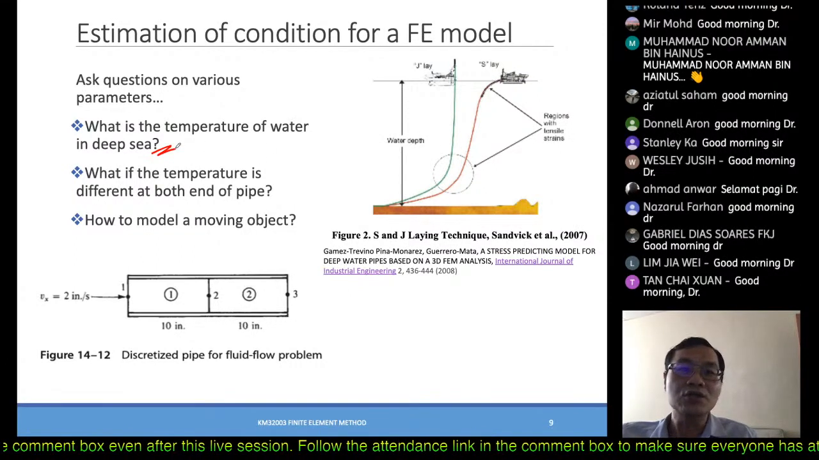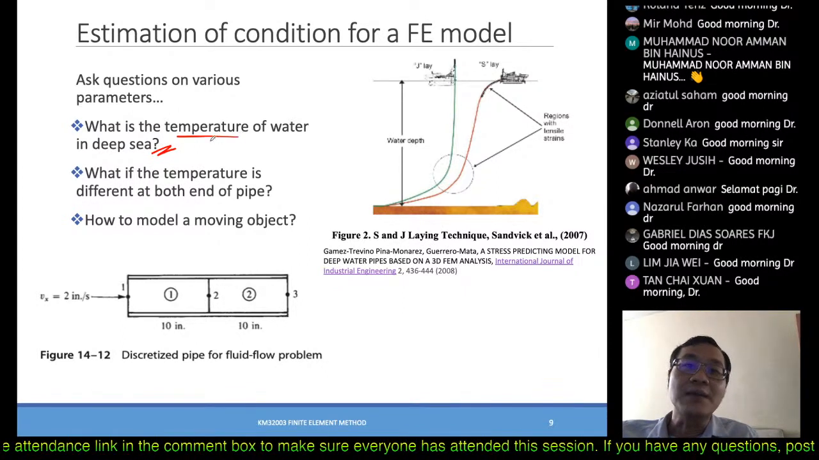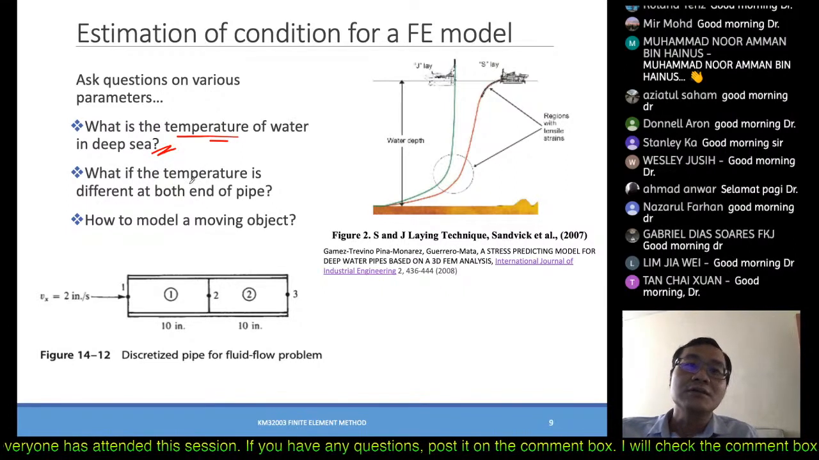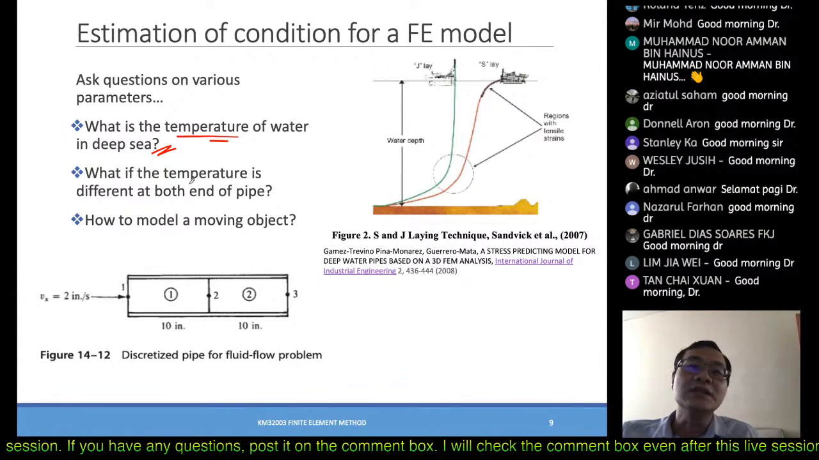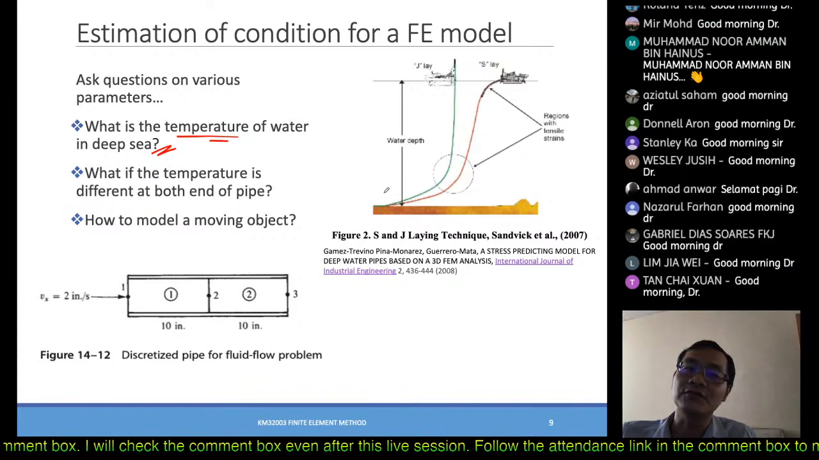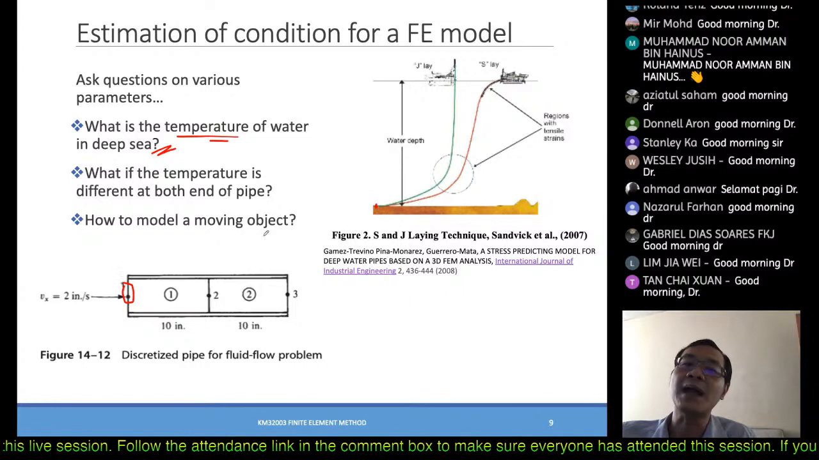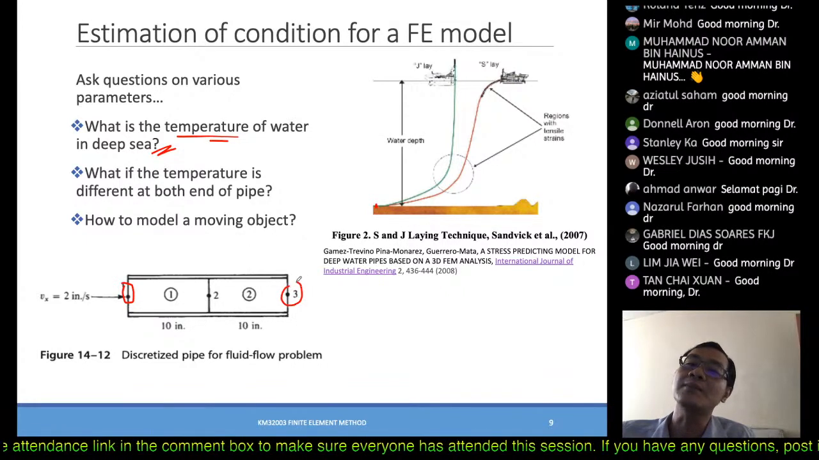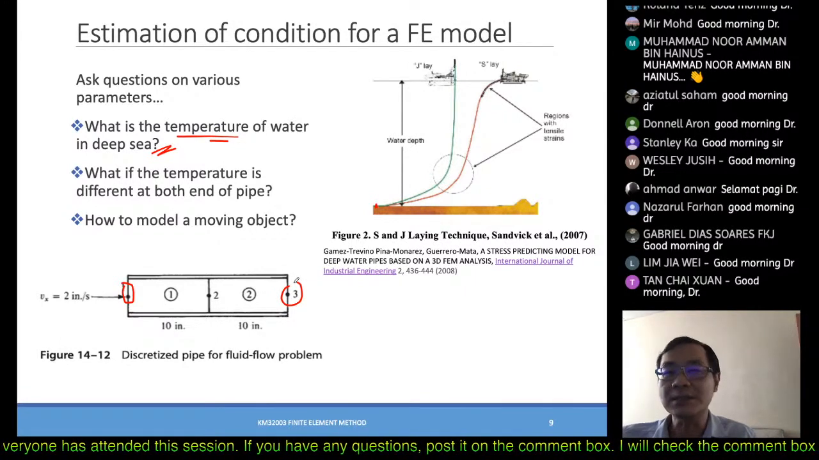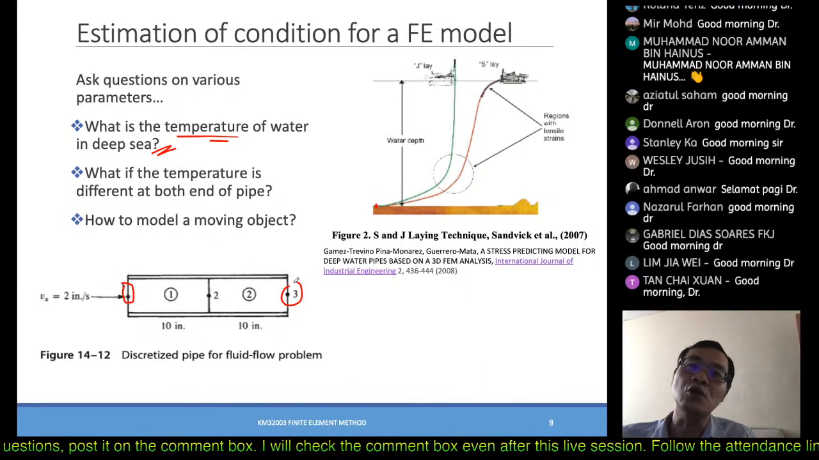You can always Google, right? If you know the answer for the temperature of water, you can put it in the chat box. All right, then we may come to another question: what if the temperature at one end of the pipe is different from the other end? Do we have to consider different temperature, or the temperature dependence of viscosity or whatever it is for the fluid itself? When do we need to do all these things?